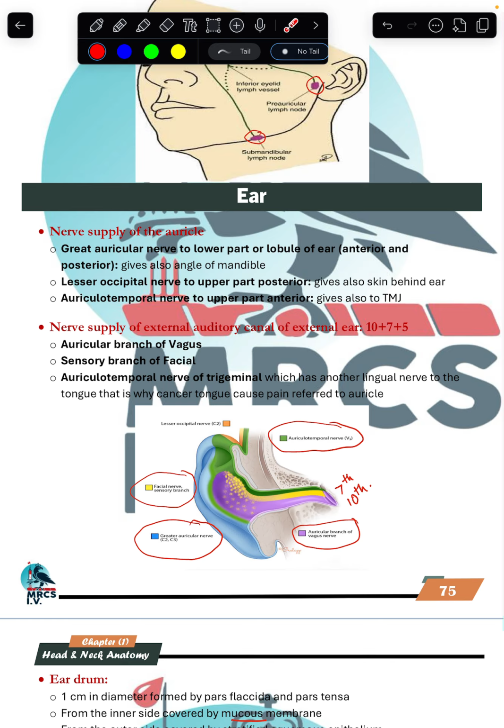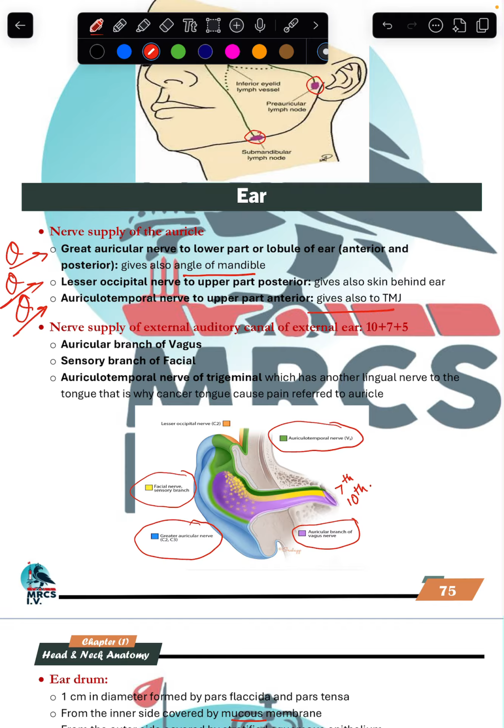Greater auricular supplies the angle of the mandible; lesser occipital supplies the upper part of the posterior part, the skin behind the ear; auriculotemporal supplies the upper part of the anterior, giving the temporomandibular joint. All these three are questions. Temporomandibular joint, one question. Lesser occipital to the occipital part, and the greater auricular is supplying the lower part of the ear as well as the angle of the mandible.